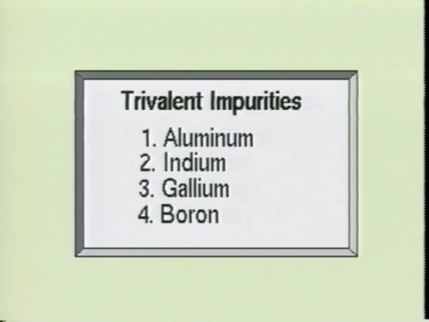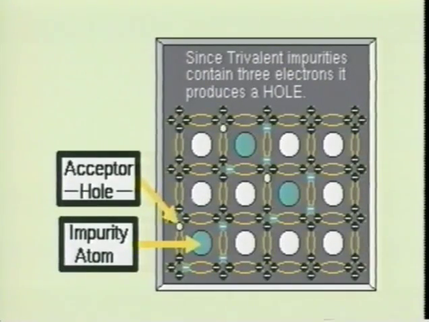Common trivalent impurities include such agents as aluminum, indium, gallium, and boron. Trivalent impurities contain only 3 electrons in the valence shell. This creates a vacancy or hole when the crystalline structure is formed. Since this hole can accept an electron, it is called an acceptor. Intrinsic materials which are doped with trivalent impurities are referred to as p-type semiconductor materials.